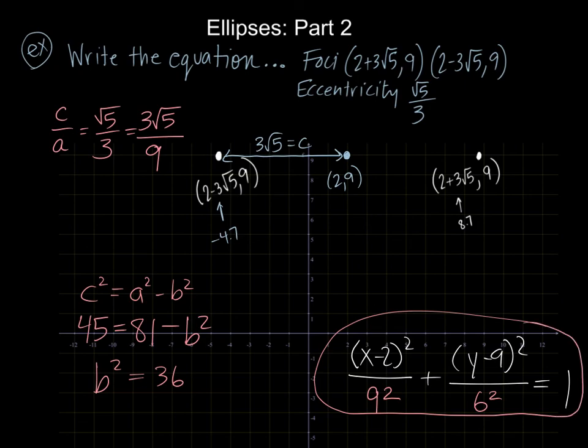Okay, so there are 100 different sets of info that you can get, but basically what they all come back to is this. Eccentricity is c over a. Focal length is found using this formula. Put that together, act like a detective, you'll find the missing pieces.